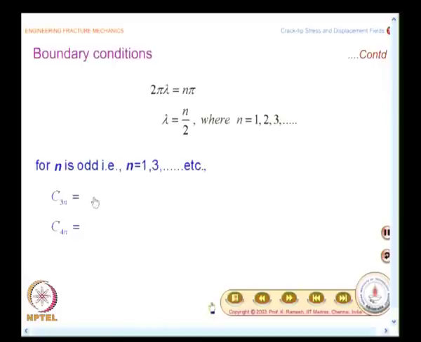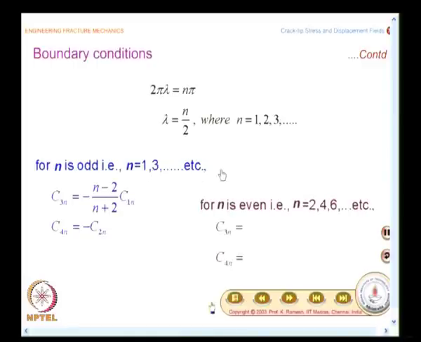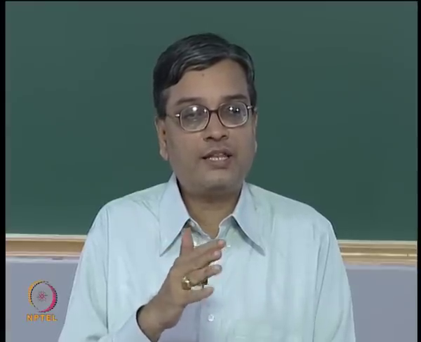And what you also find is the coefficients are not totally independent, there is an interrelationship. When n is odd, when n equal to 1, 3 etcetera, you get c 3 n equal to minus (n minus 2) divided by (n plus 2) times c 1 n, and c 4 n equal to minus c 2 n. When n is even, that is n equal to 2, 4, 6, I get c 3 n equal to minus c 1 n and c 4 n equal to minus (n minus 2) divided by (n plus 2) times c 2 n. So, now we are ready to construct the Airy stress function in the most general form for the problem that we have taken. I think we will do that in the next class.